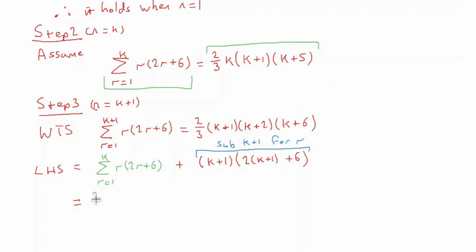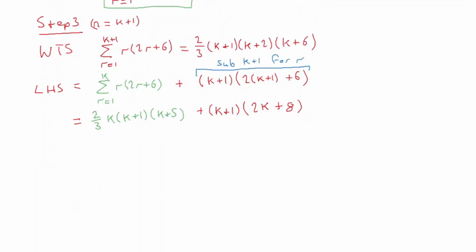So we're going to replace that with 2/3 k plus 1, k plus 5. And we're going to keep this as it is for now. And I'm going to simplify this little bit here, which is going to give me 2k plus 2 plus 6, so that's 2k plus 8. Now I've managed to get rid of the sigma notation, I can try and simplify this algebraic expression.